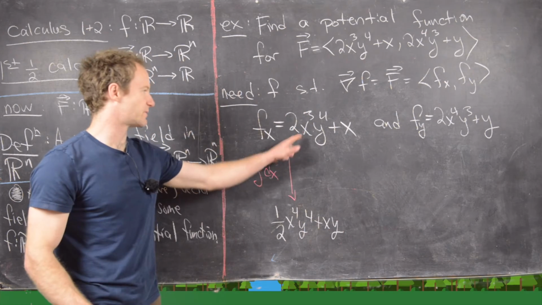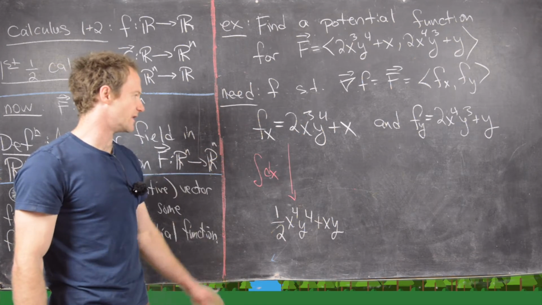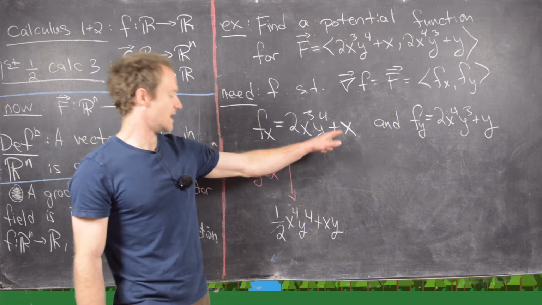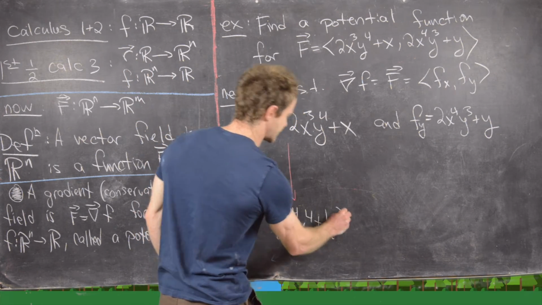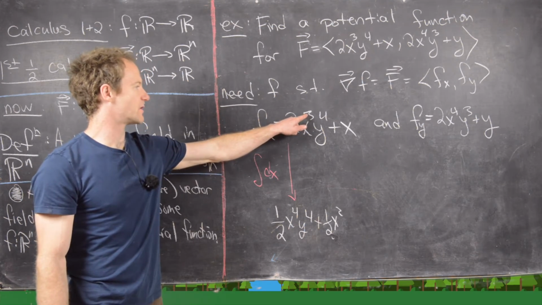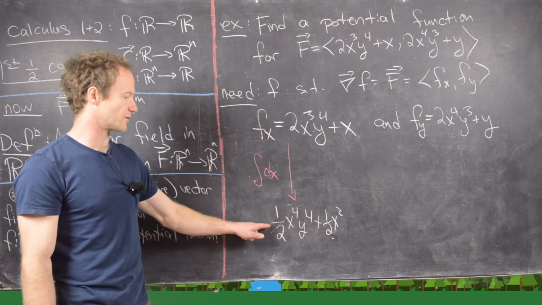So let's talk through this part. Notice we're going to increase this exponent by 1, divide by the new exponent. 2 divided by 4 is obviously 1/2, and then 1/2 x squared. Okay, so let's talk through this. We raise the exponent by 1, that's going to be a 4. We divide by that new exponent. 2 divided by 4 is 1/2.